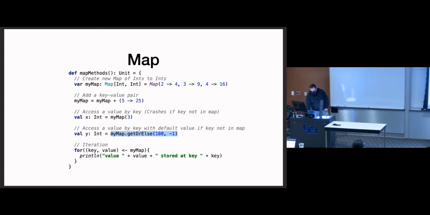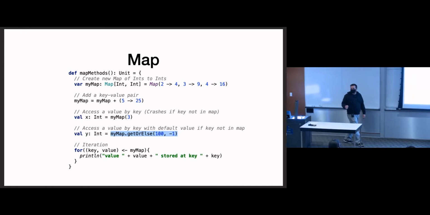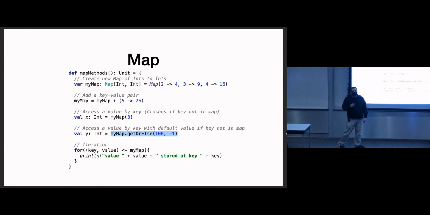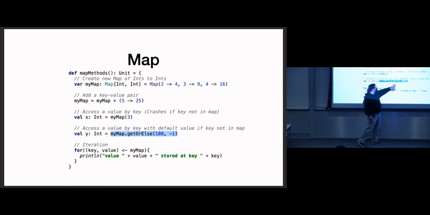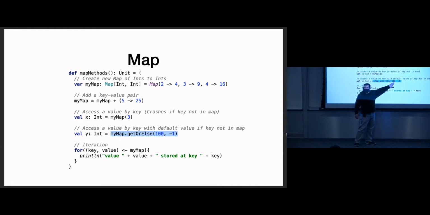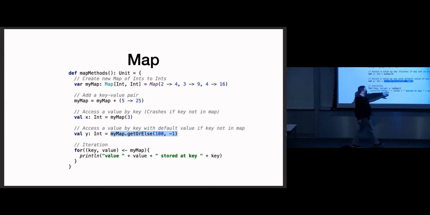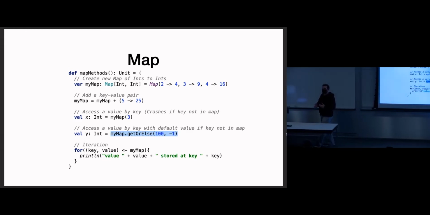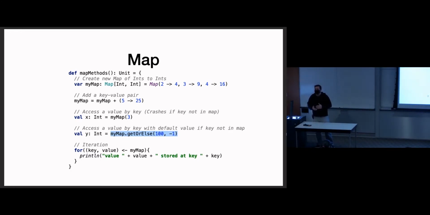If we want to get a value at a key and we're not completely sure if that key is in the map, we can use a very handy method called getOrElse. This is going to get the value at this key, or if that key is not in the map, it'll return whatever you give it as a second argument. It'll return -1. So here, 100 is not a key in this map, so we're going to hit the else of the getOrElse and return -1.